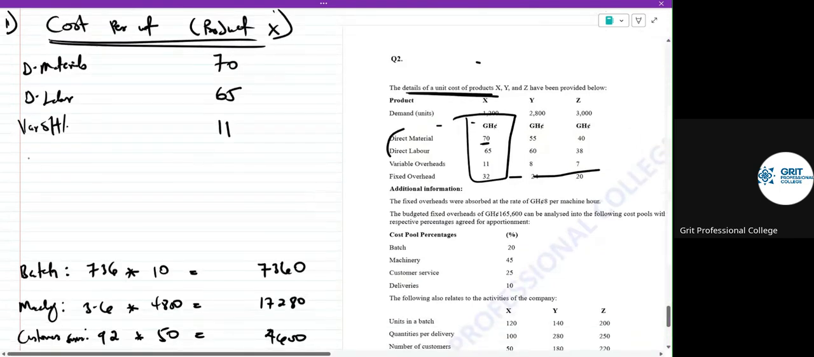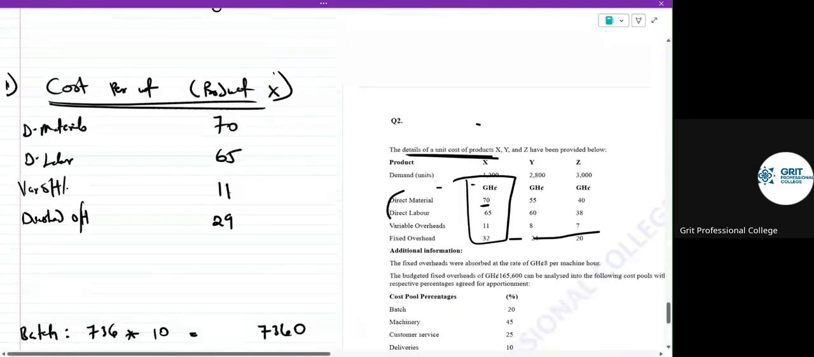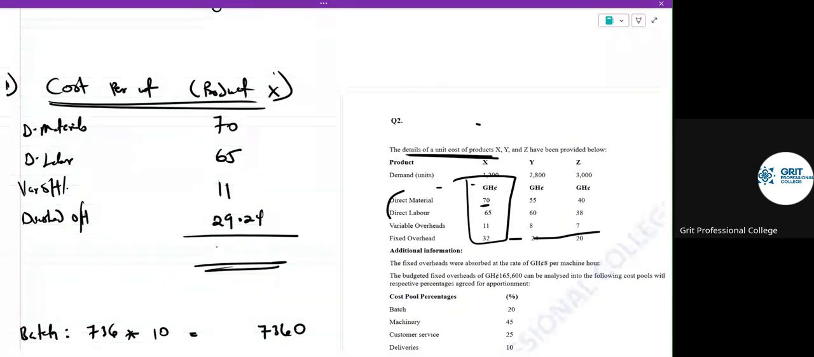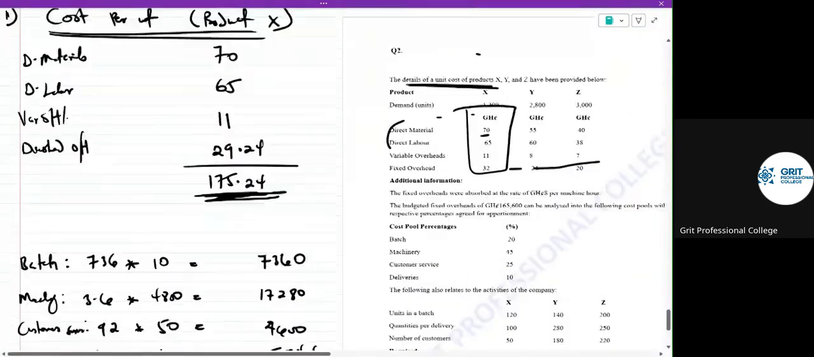Okay. So the overhead will be 29.24. And then when we add up everything, we are going to get the total cost per unit. So that is basically that. So how much does that give us? 175.24. That is all.